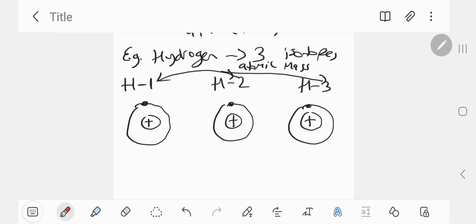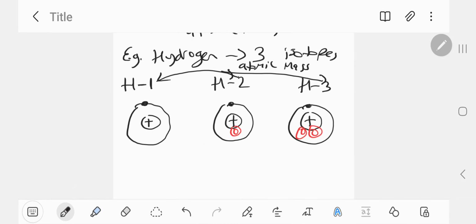So H1 has 1 proton, no neutrons. H2 has 1 proton, 1 neutron in the nucleus, because it's got an atomic mass of 2. 1 plus 1 is 2. H3 has 1 proton, 2 neutrons, because 2 plus 1 is 3.